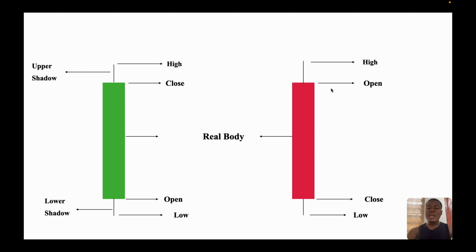Now, when it comes to the bearish candle, the various parts are also the same. We have the high, the low, and then we also have the open and the closing price. The opening price and the closing price are the two important parts of the candle. You should know the opening price as well as the closing price. So for the bearish candle, you will notice that the closing price is below the opening price.